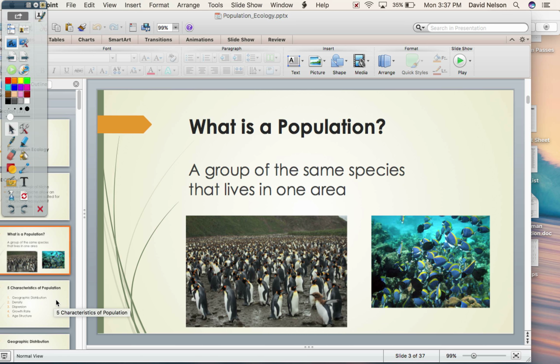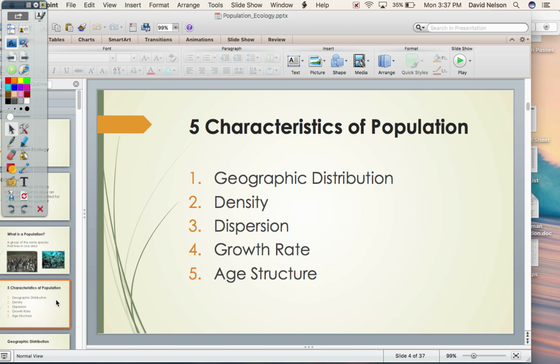So again, we're talking about population ecology, and so we're going to look at 5 characteristics of a population. We have the geographic distribution, we have density, dispersion, growth rate, and the age structure. So as we continue on through this lesson and through your guided notes, these are going to be the 5 topics. Essentially, we're going to be looking at these 5 characteristics of population.